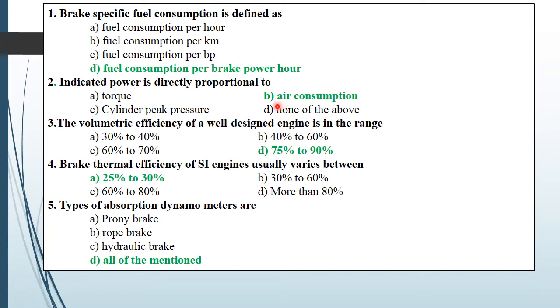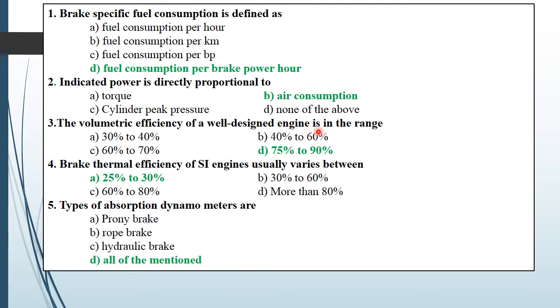As we know, indicated power is the sum of the brake power and the power consumed in overcoming the friction between moving parts and in the process of inducting the air and exhausting the products of combustion from the combustion chamber. In this manner the indicated power is directly proportional to the air consumption. The more the air consumption, the more the indicated power. Better utilization of the air results in an increase in the indicated power.